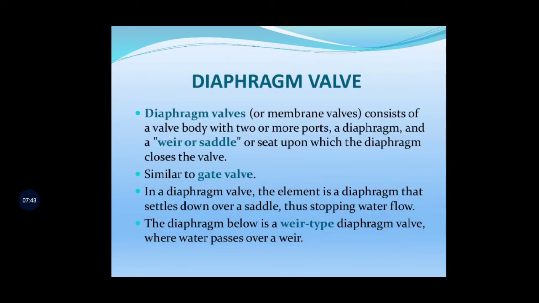Next one is diaphragm valve. Diaphragm valve is also called membrane valve. It consists of a valve body with two or more ports, a diaphragm, and a weir or saddle or seat upon which the diaphragm closes the valve. Its working is similar to the gate valve. In a diaphragm valve, the diaphragm settles down over a saddle, thus stopping water flow. The diaphragm valve below is a weir type diaphragm valve where water passes over a weir.